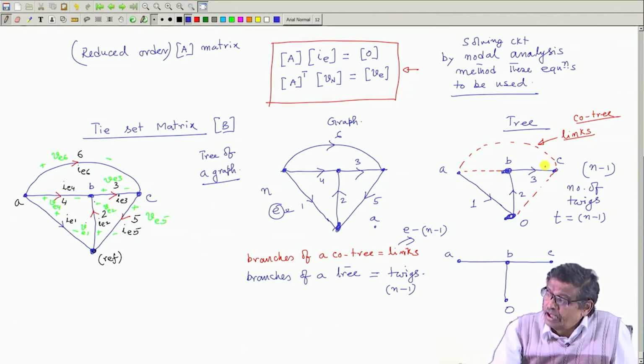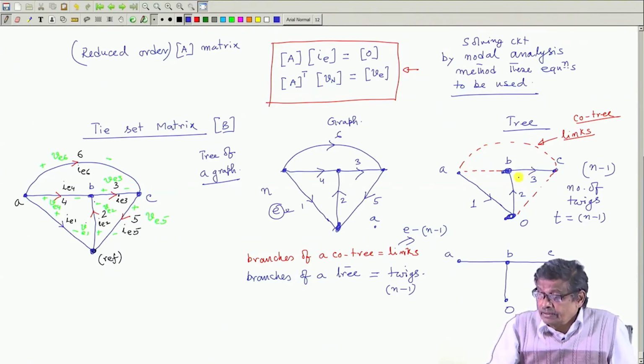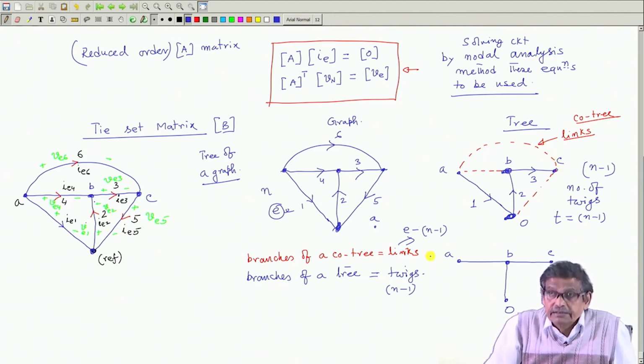And the question is how many links will be there? Number of links. Those branches of a cotree I will call links, and the number of links will be E minus (n minus 1).